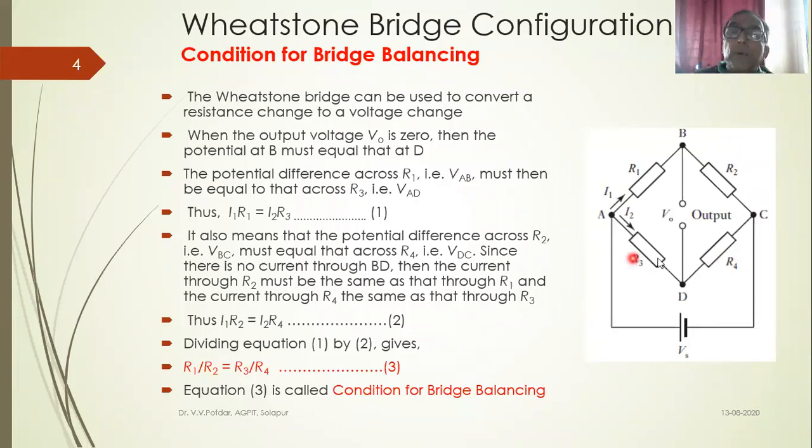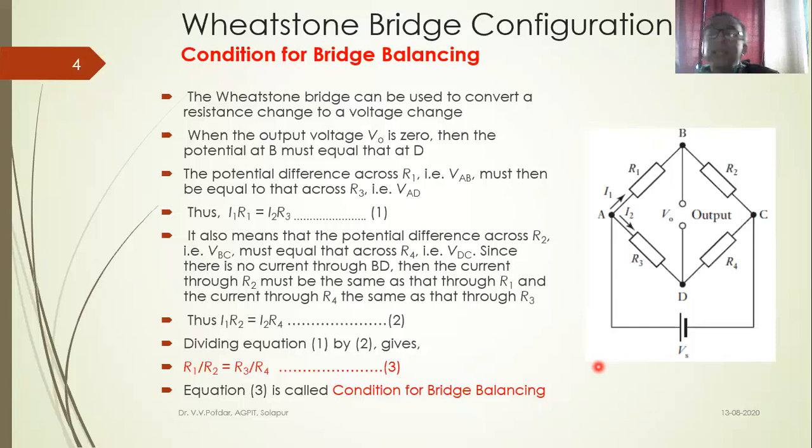Now, if I take the ratio R1 by R3, I'm coming from top to bottom. Then for the remaining two resistances, I should take the ratio from top to bottom only, R2 by R4, and we obtain the same condition. So these two finer points you must remember. By mistake, even if you have changed the names of the resistances, don't worry. Whatever sense in which you are taking one ratio, you should take the other ratio also in the same sense.